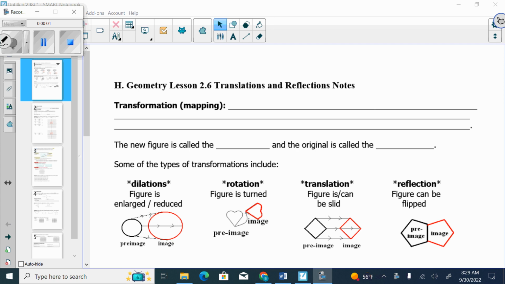Alright, so we're going to start talking about different types of transformations. This entire half of the unit is all about transformations of figures, lines, points, planes, things like that. So this is going to be very conceptual. You have to think spatially. This is not algebraic, okay?